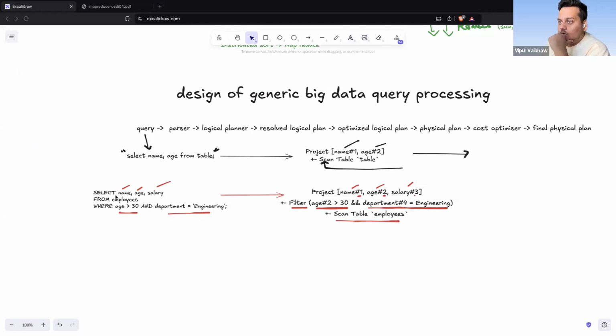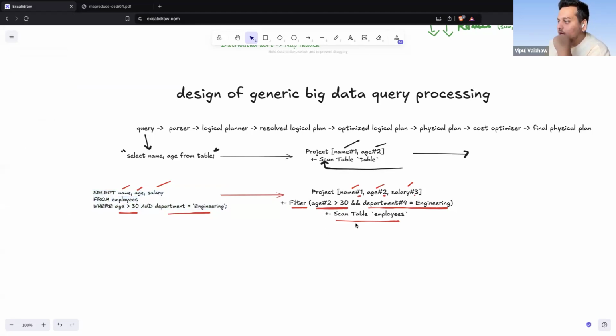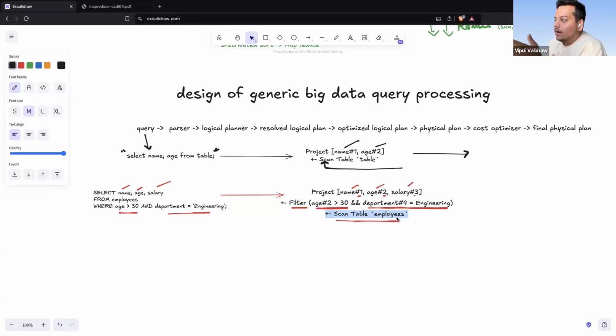We want to select name, age, and salary. Those things are kind of a project header. So we have name, age, and salary. Then where do we want to select from? This is the from clause: I want to select from employees. So we have a scan table employees, where you scan the table named employees, and you put a filter on top of that. That filter will be age greater than 30, department equal to 4. Now this is the general logical plan.